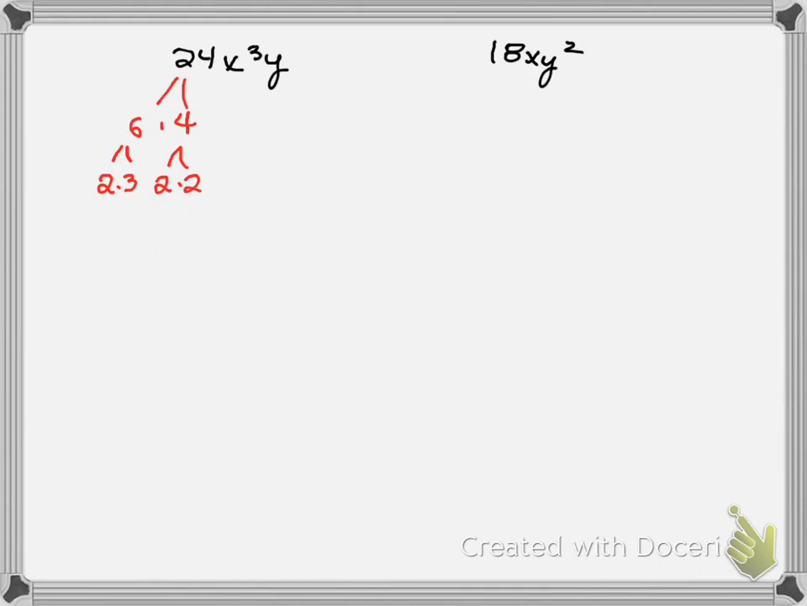Okay, and then we can do one of 2 things with the variables. We can either remember that rule of picking the lowest exponent, or we can write it out longhand. So just this once, let's write this out. x times x times x times y, just to visualize it, okay? And then for subsequent problems, we won't do that. We'll just use that rule of thumb. Okay, and this is x times y times y.